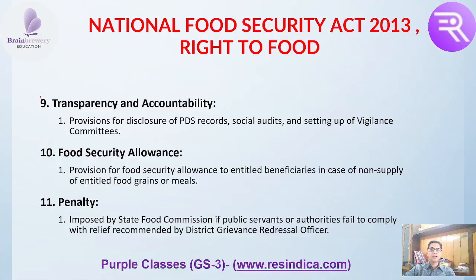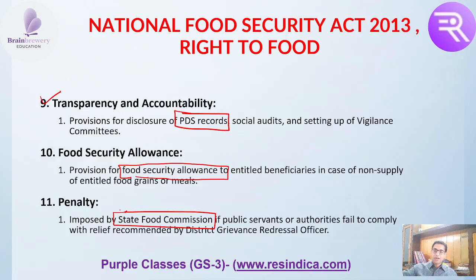Then transparency and accountability. PDS has all the records, who is receiving from where, and their Aadhaar card will be there. Social audits also happen, and vigilance committees keep control over the PDS system. Okay, so for beneficiaries, there is also a food security allowance if the beneficiary is not being supplied with the food grains or meal. That means you will be getting some cash benefit out of it. Okay, and if anybody violates any of the rules, a penalty will be imposed by the State Food Commission.